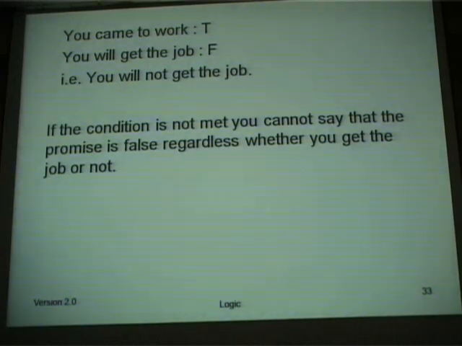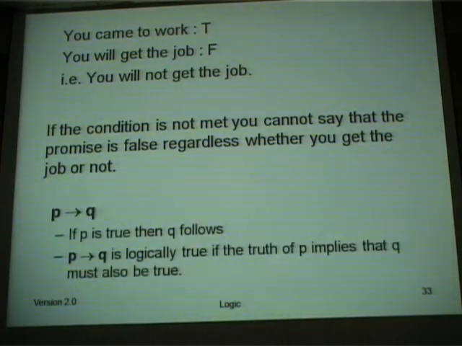It's there. Just go through that one lesson. Right. So P implies Q means if P is true, then Q follows. There's a different way of interpreting this symbol. It's logically true if the truth of P implies that Q must also be true.